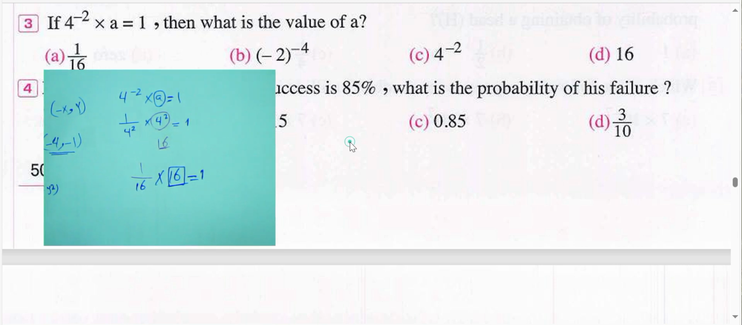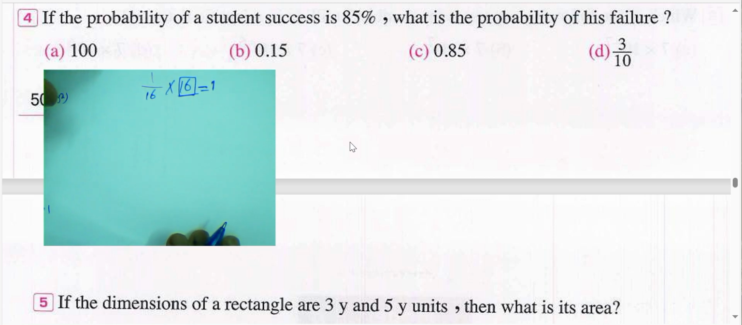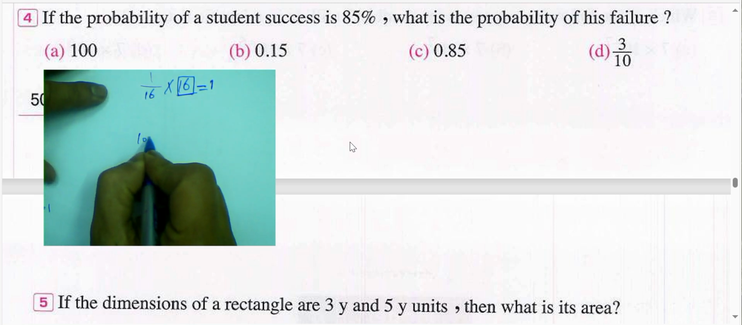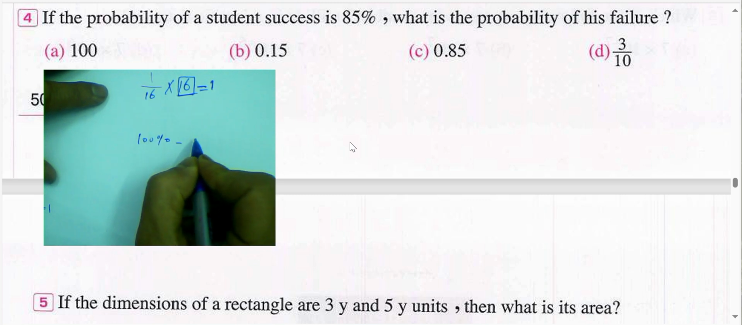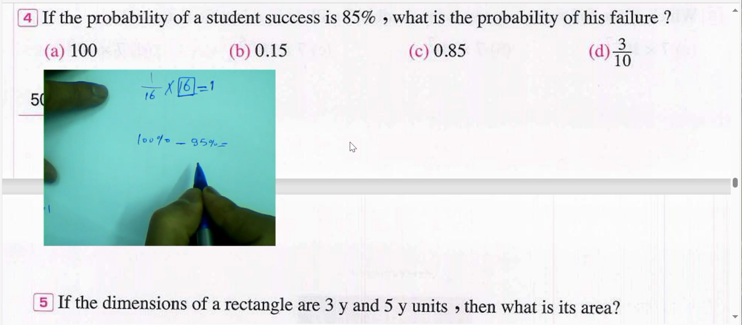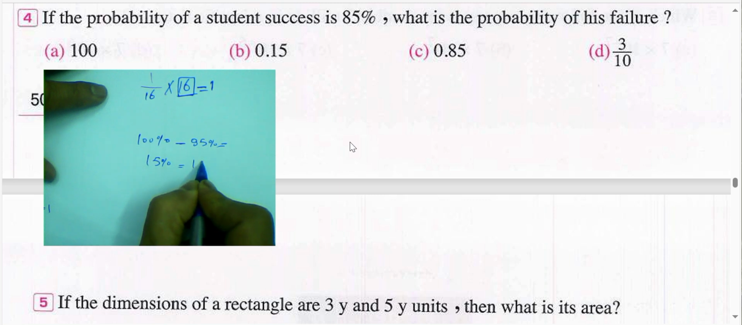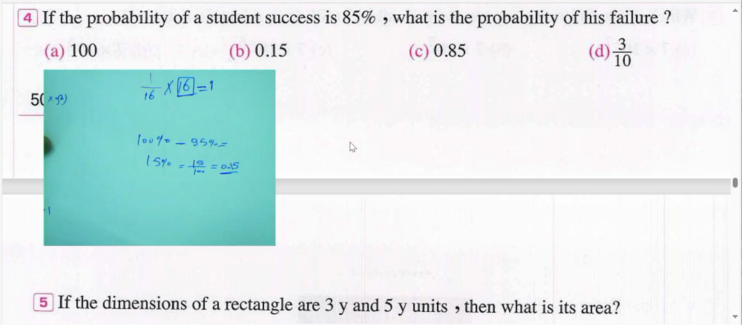Next question. If the probability of the student's success is 85%, what is the probability of failure? We can write 100% subtract 85% to find the probability of his failure. The result will be 15%. 15% means 15 over 100. You can write 15 over 100. Choose letter B.